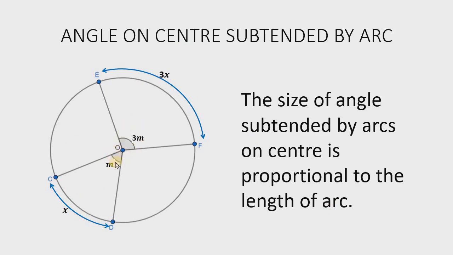I give you another example. Maybe now the length of arc is 3x, so the angle will also be 3m. So I hope you understand the concept. The size of angle subtended by an arc on center is proportional to the length of arc. Then the next concept.